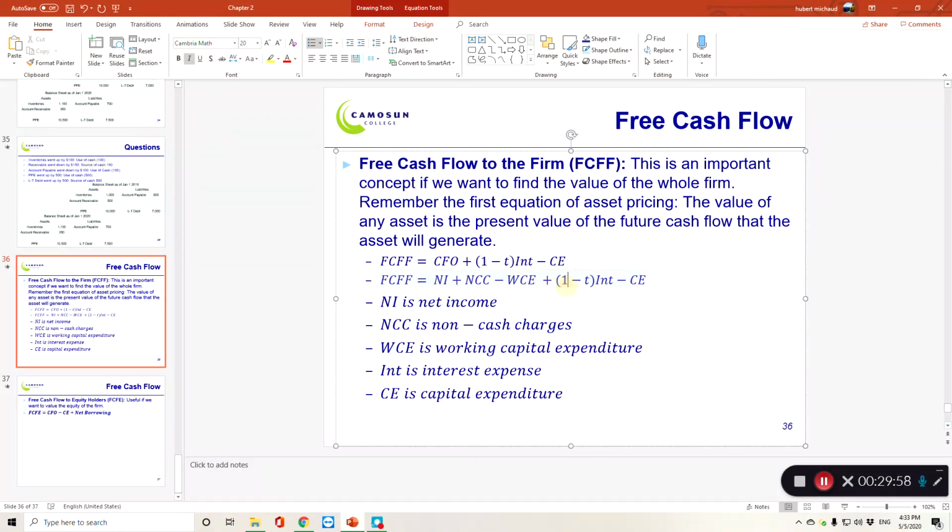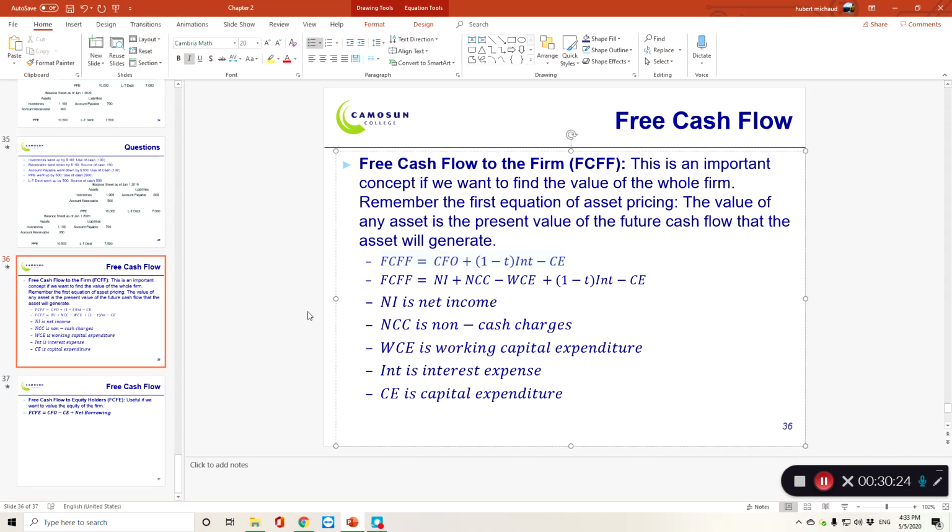Why do we add back 1 minus t? Because the interest payment generated a tax shield of t percent. So not all of it is cash that is available. Only the portion that was non-taxable is available for us, and that's why we add this value here.